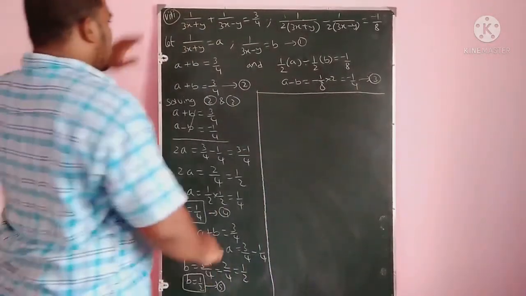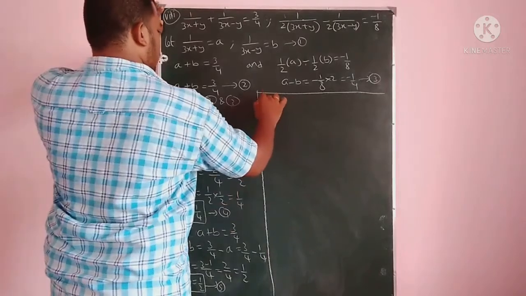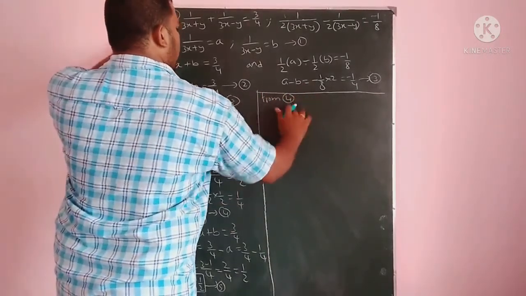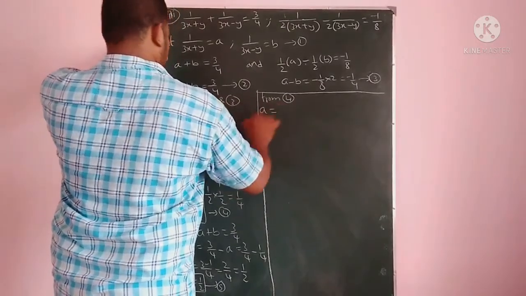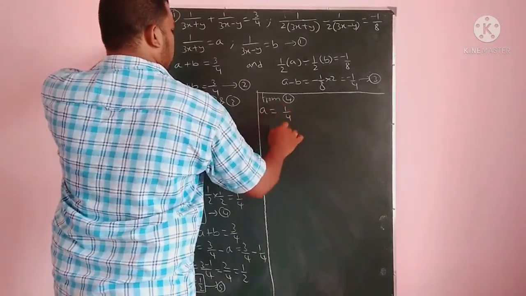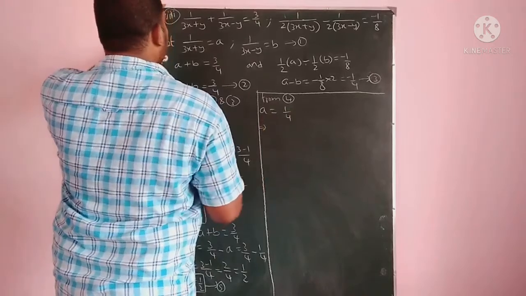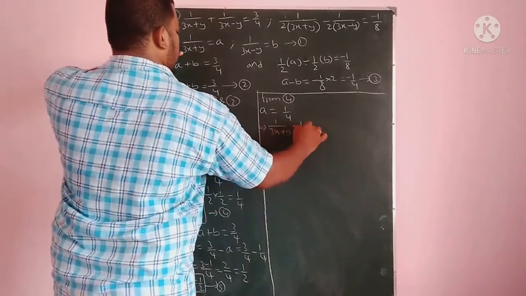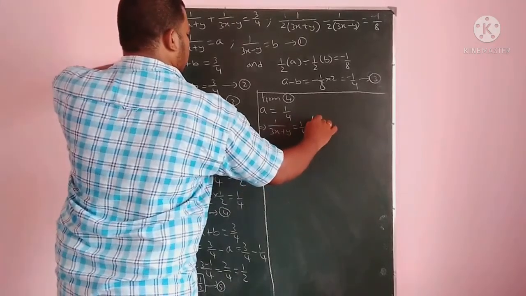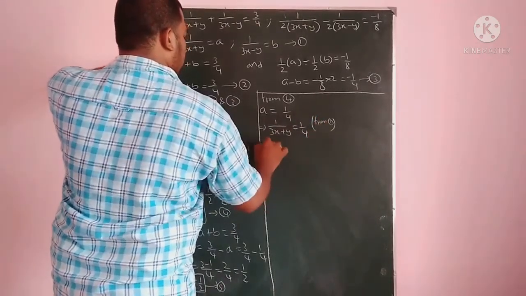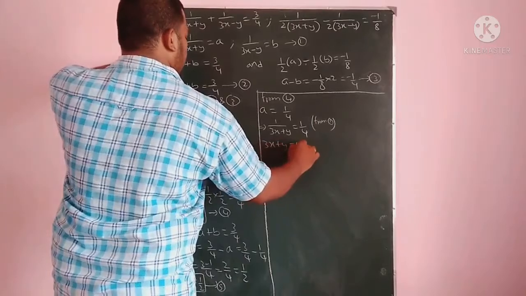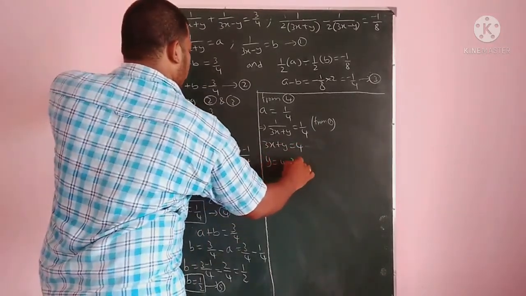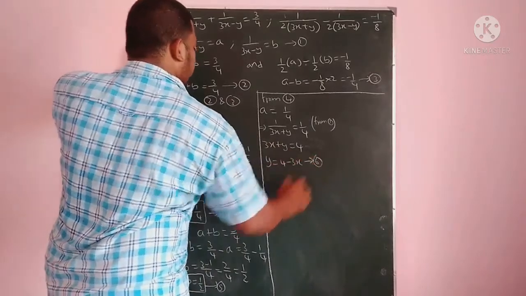So now a is equals to, from 4, a is equals to 1 by 4. But from 1, what we can write? 1 by 3x plus y is equals to 1 by 4. This is from 1. And 3x plus y is equals to 4. That is, we can write y is equals to 4 minus 3x. That will be 6.